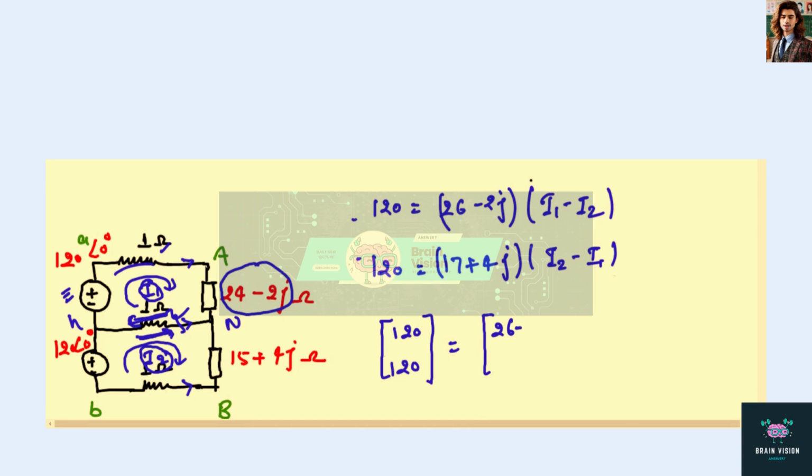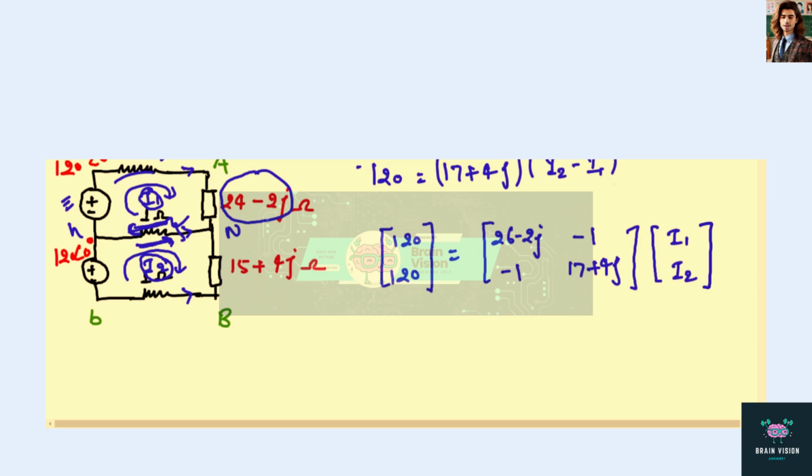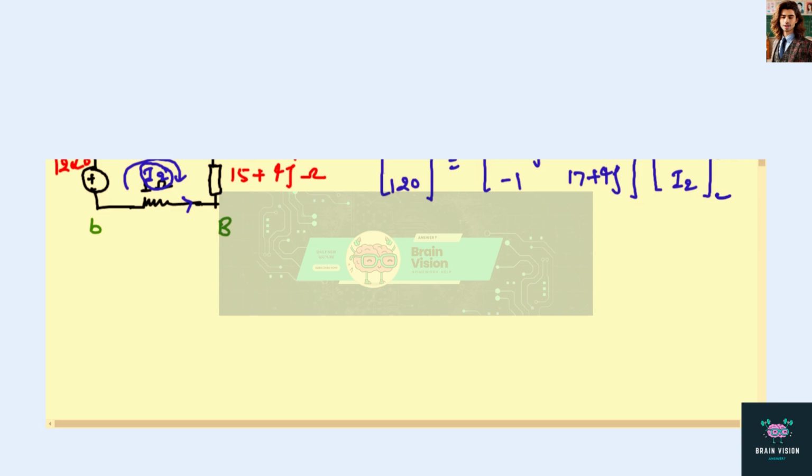26 minus 2j, 26. I am writing the equation in I1 and I2, so if you isolate I1 and I2 from here, you will get these respective values. This will become minus 1 and 17 plus 4j, and here we will get I1 and I2. So this is the matrix equation. Now I have to solve these two simultaneous equations for I1 and I2. You can use MATLAB or another scientific calculator. I'm just using MATLAB and writing the values over here.